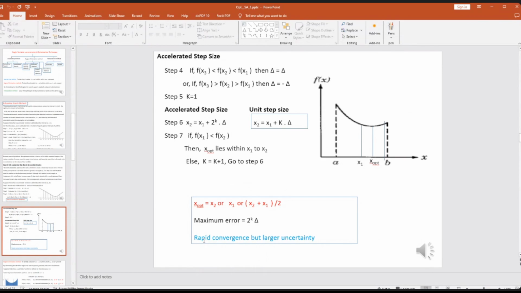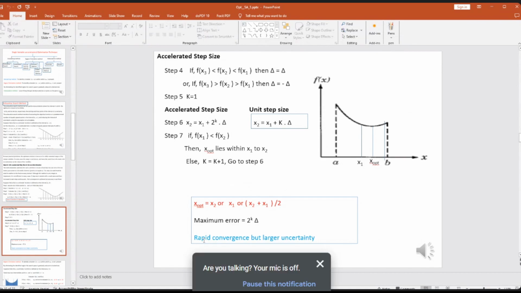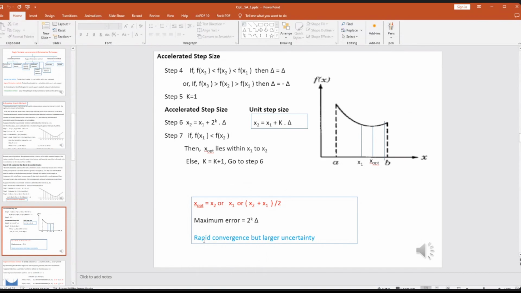Now make k is equal to 2, just making k is equal to k plus 1. Now k is equal to 2. Now if it again selects x2, x2 will be now x1 plus 2 to the power 2 into delta. That means 4 delta. Is it clear? Yes, sir.